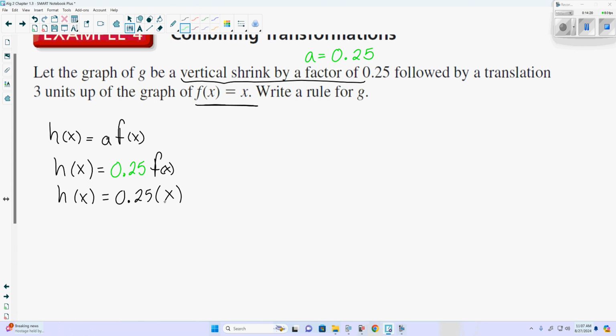And now at this point, we will replace f of x with its function, which is just x. Questions on this here? All right, guys. Let's bring it back in. So we'll need to multiply these two out. 0.25 x. Questions on this here? Vertical shrink by a factor of 0.25. Done. 3 units up. So now we're going to do translation 3 units up, and that is the last transformation, yes?